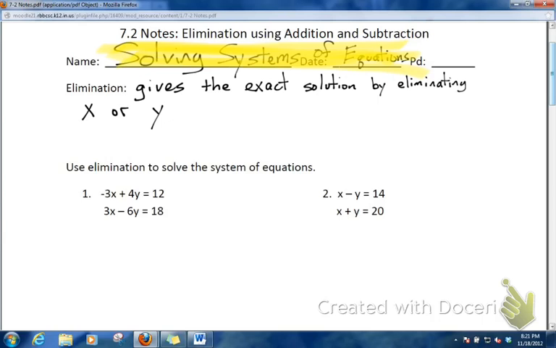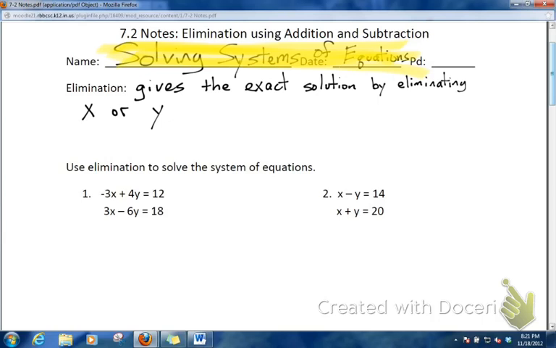If you look at problem number 1, the first equation here is negative 3x plus 4y equals 12, and the second equation is 3x minus 6y equals 18. Again, obviously 2 different equations that, if we wanted to graph this, you would have to put them both in y equals mx plus b form and graph them. But again, we're not going to do that. We're not going to graph these problems anymore. We're going to solve these another way. And today we're learning the elimination method.